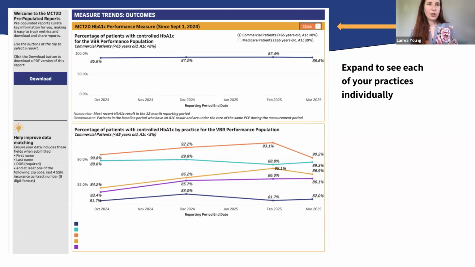And if you are a practice user and you log in, you will see your practice level data as the aggregate rather than PO. If you're a PO user, you'll see that in aggregate here. And then you'd see each of your physicians individually as part of that practice rather than each practice.